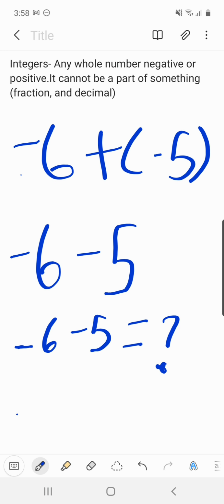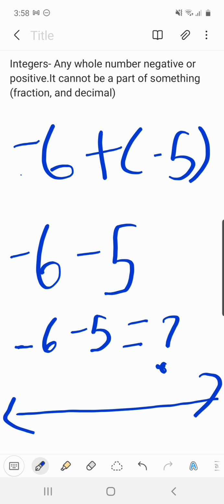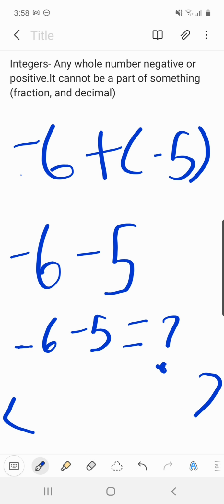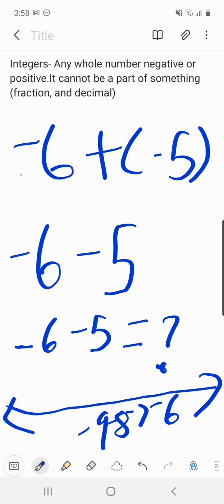Now, to find it, I'm going to graph negative 6, negative 5, negative 4, negative 3, negative 2, negative 1. Ah, got you. That is not how you use the number line, okay? It's negative 7, 8, 9, 10, 11.